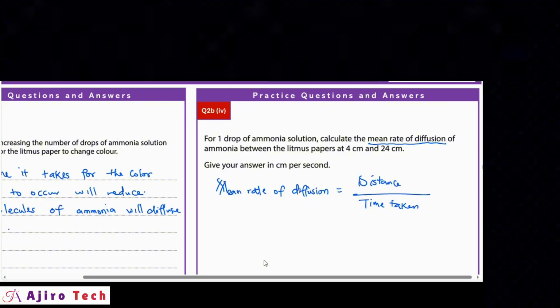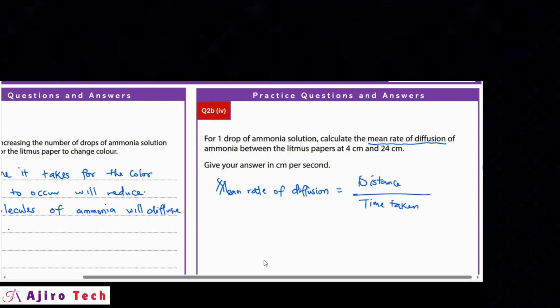Though mean, if we are to follow normal statistics, means average, this calculation means something different, so you have to use this formula. This may sound as if we are finding an average. This is not. We want to calculate the mean rate of diffusion.